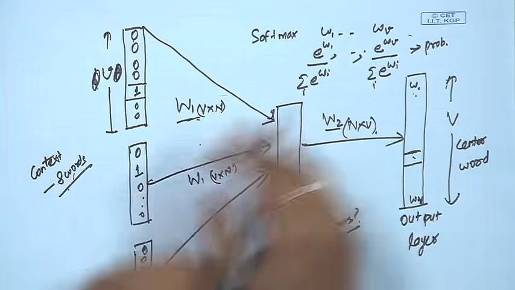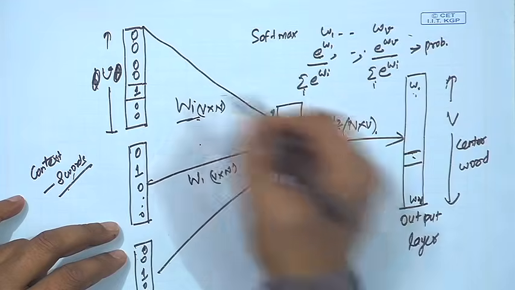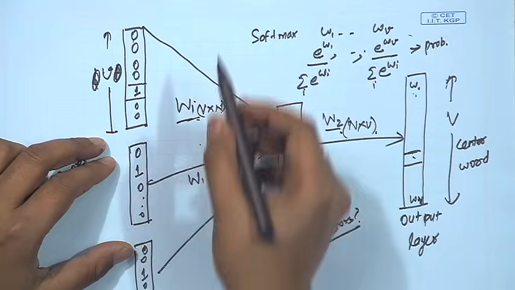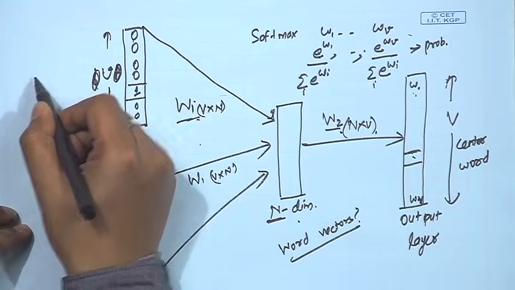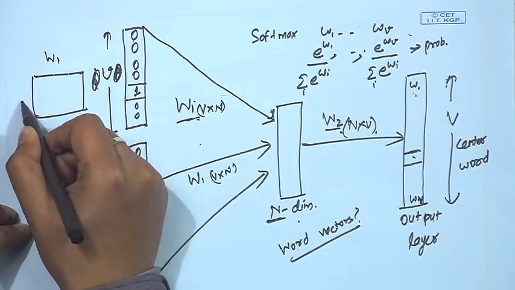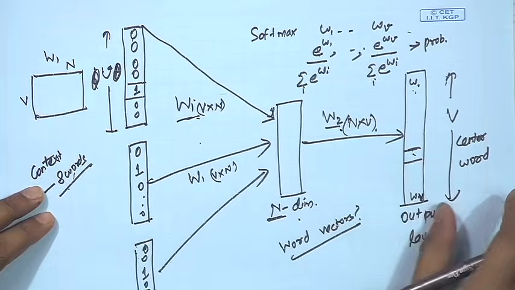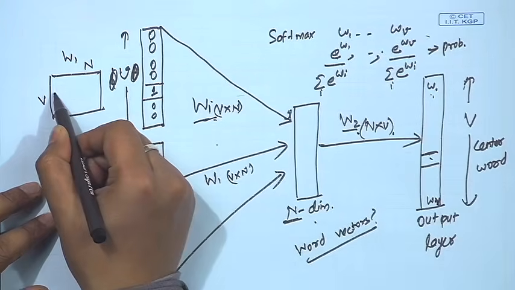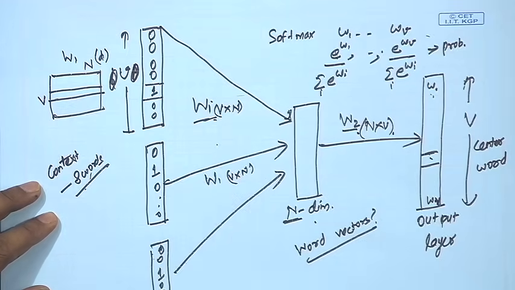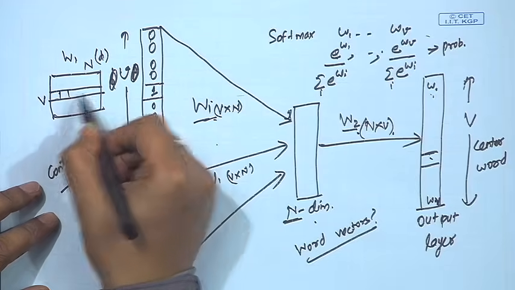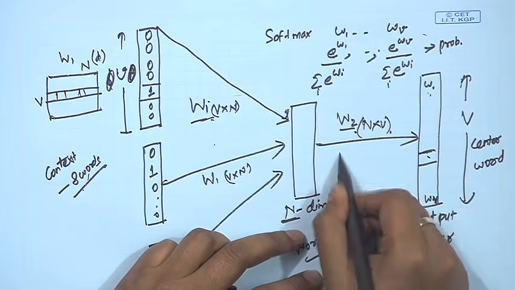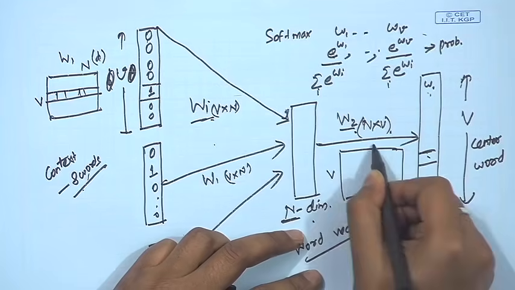After you learn these matrices, weight 1 and weight 2 will correspond to your word embeddings. W1 will be of size V cross N. So you can take any vector i and get an n dimensional representation, and this n you can also think of as your d dimensional representation. So for each word you are getting a d dimensional vector. Similarly for W2, if you take a transpose, you will get a V cross N representation.